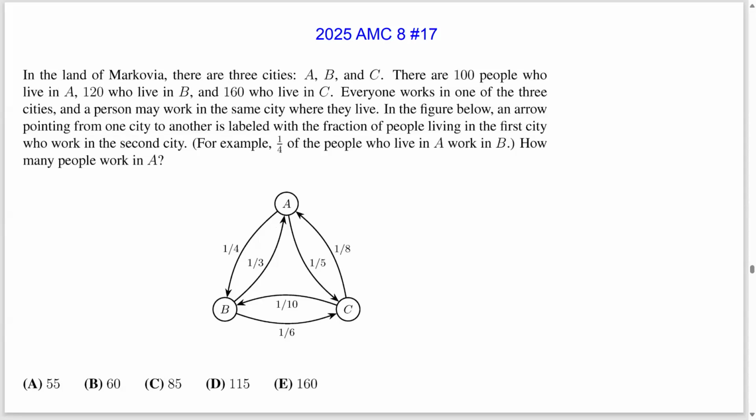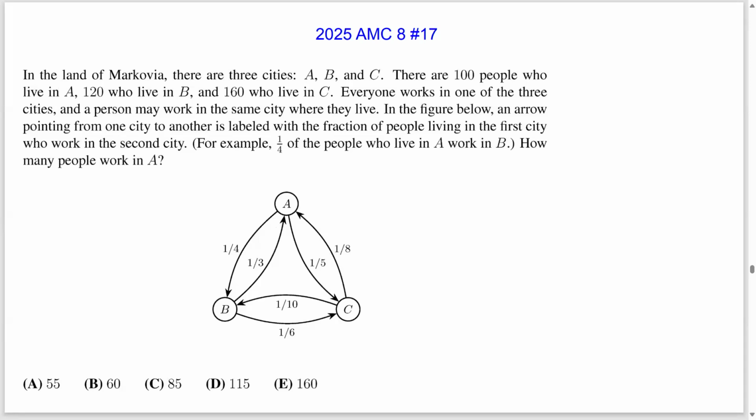In the figure below, an arrow pointing from one city to another is labeled with the fraction of people living in the first city who work in the second city. For example, 1/4 of the people who live in A work in B. How many people work in A?